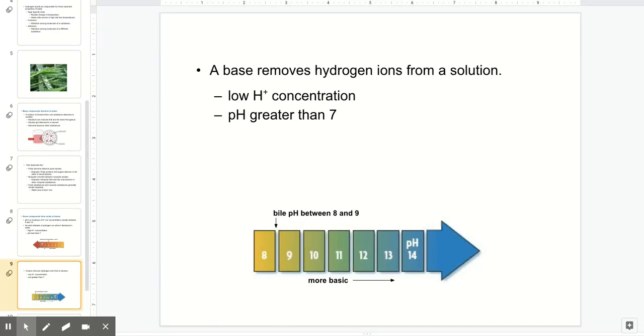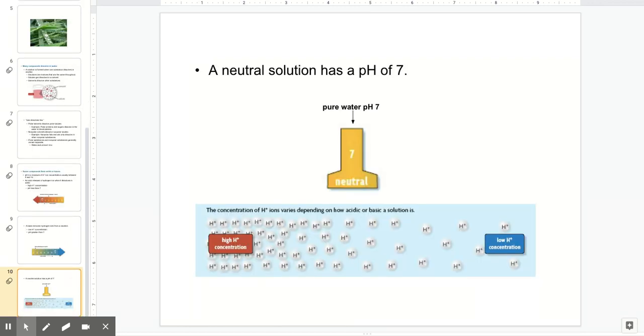When we look at bases, a base has a low hydrogen ion concentration. These substances have a large number in terms of pH value. We're looking at things like bile and bleach. Soaps can be kind of basic as well. When we look at neutral, we're really looking at pure water, and a neutral solution has a pH of 7.